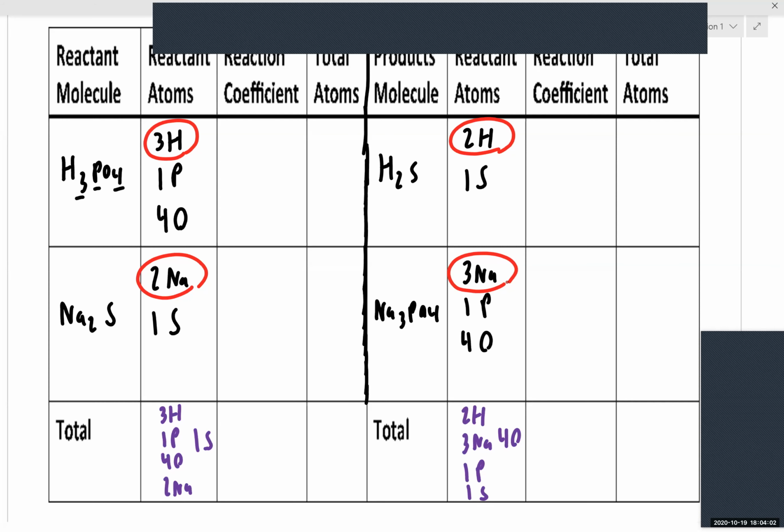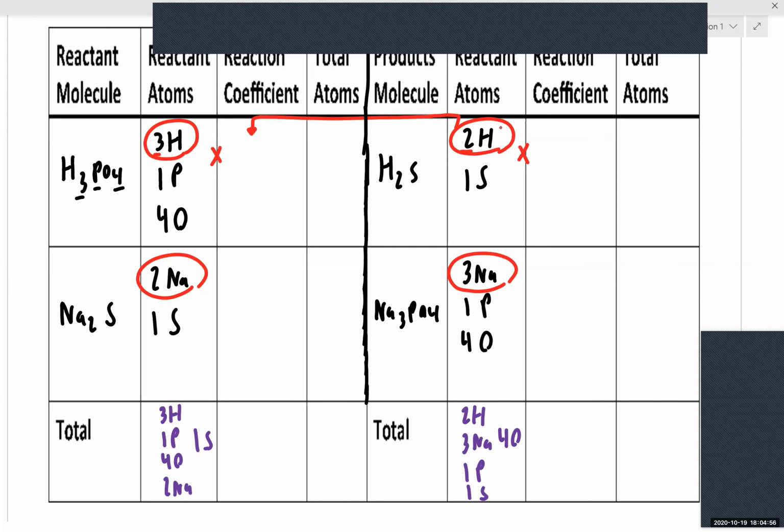Now, I'm going to show you a really cool trick that is really easy to see with the table method. So, if we wanted to balance hydrogen, we would want the same number of hydrogen atoms on each side of our chemical equation. A fast way to get the same number of atoms of each element is to look at the number of atoms of each element in our two chemical species. So I have three hydrogens on the left and two hydrogens on the right. And what we do is we put the number of atoms on the opposite side of our chemical equation as our reaction coefficient. This can also be thought of as finding the least common multiple between our two atom counts.